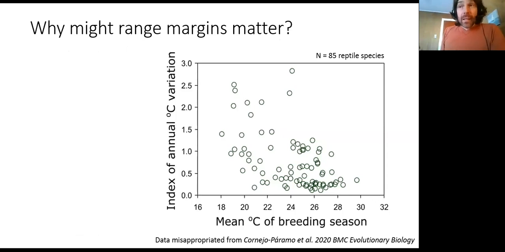And why might climatic range margins matter, especially in the north? Well, I've misappropriated this data from a recent study in BMC Evolutionary Biology. It's not exactly the type of data you'd want to uphold the argument I'm about to make, but it's similar. So here we have 85 reptile species. We have the mean temperature of the breeding season for these reptile species. So that's the temperature over which the eggs are incubating on average in the species range. And we have an index of annual climatic variation. So how much temperature is changing from year to year. And the cooler your breeding season, which should be pretty well correlated with latitude, so higher latitudes should have cooler breeding seasons, the more interannual variation in temperature you have.